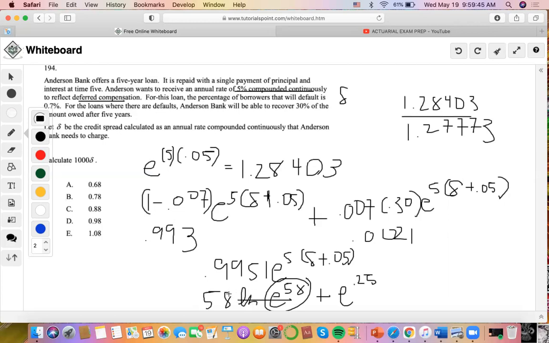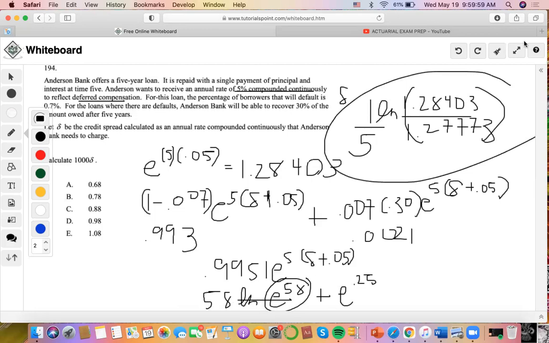This becomes 1. This becomes ln as well. And we can also move the 5 to the other side. And then we get the force of interest by itself. So all we have to do is solve for this. So we'll do ln of 1.28403 divided by 1.27773, right? And we're going to get 0.0049 and then times 1 divided by 5. And then we're going to get 0.0098, and then we're going to multiply that by 1,000. And we're going to end up getting 0.98 as the force of interest.